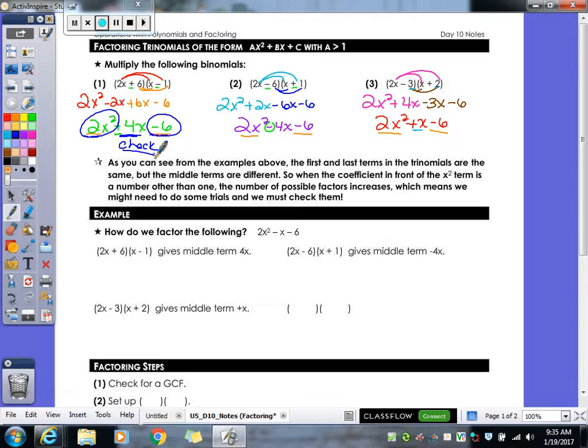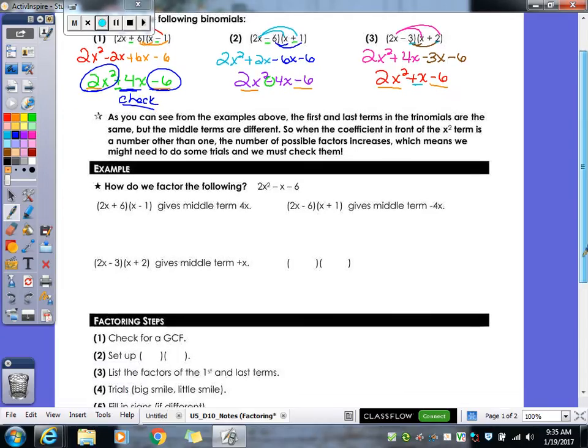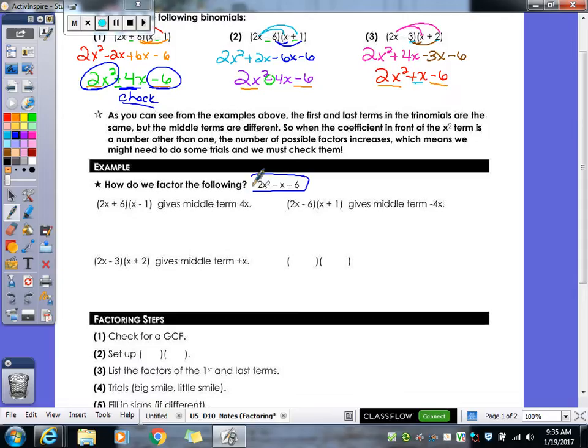So in our example down here, what we're doing is trying to factor this trinomial, 2x squared minus x minus 6. The difference between this one and what we did last time is now we have a number other than 1 in front of our x squared. Last time all we had were 1x squareds, so it was easy to factor. You just did x and x. Now you're going to have another number up there.